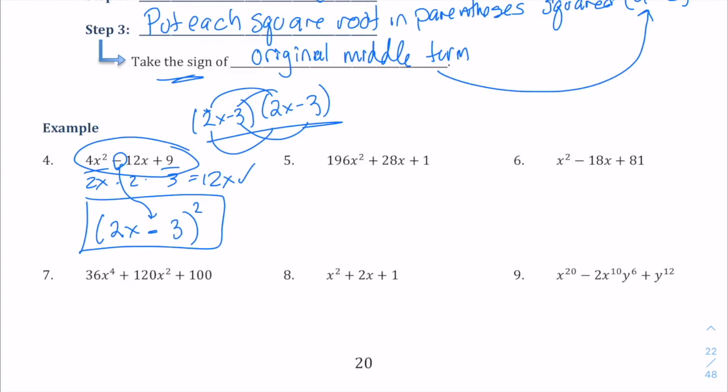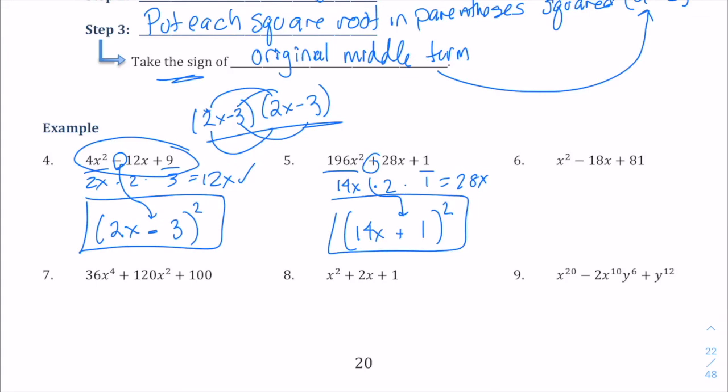All right, so take the square root of the first, 14x. Take the square root of the third, 1. Is 14x times 2 times 1 equal to the middle term? Well, that's going to give us 28x. Yes, that's correct. So we open our parentheses, square root of the first, square root of the third. It gets squared. We take the sign that's right there in front of the middle term originally, and that is how it factors. 14x plus 1 squared.